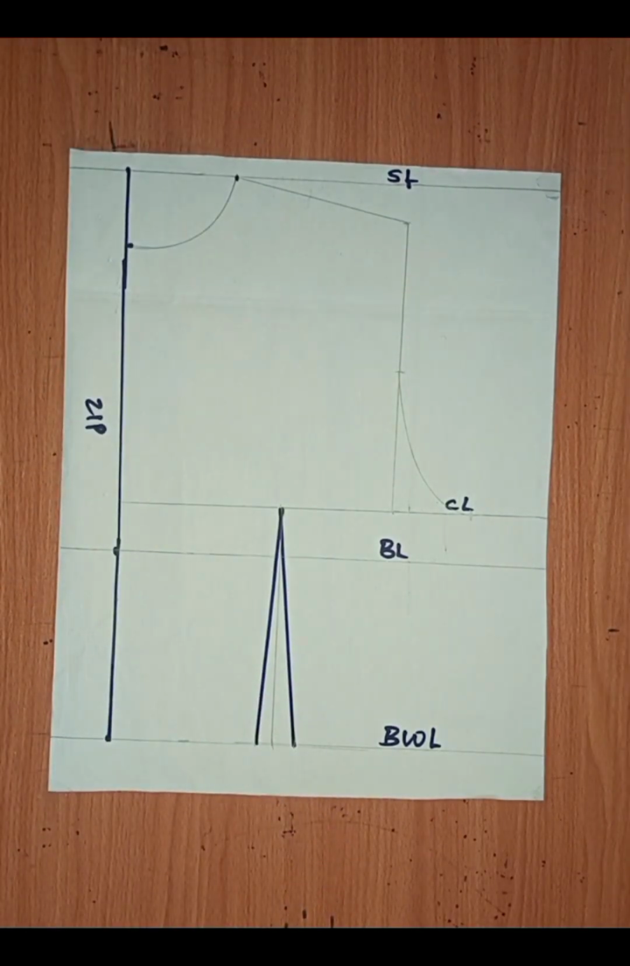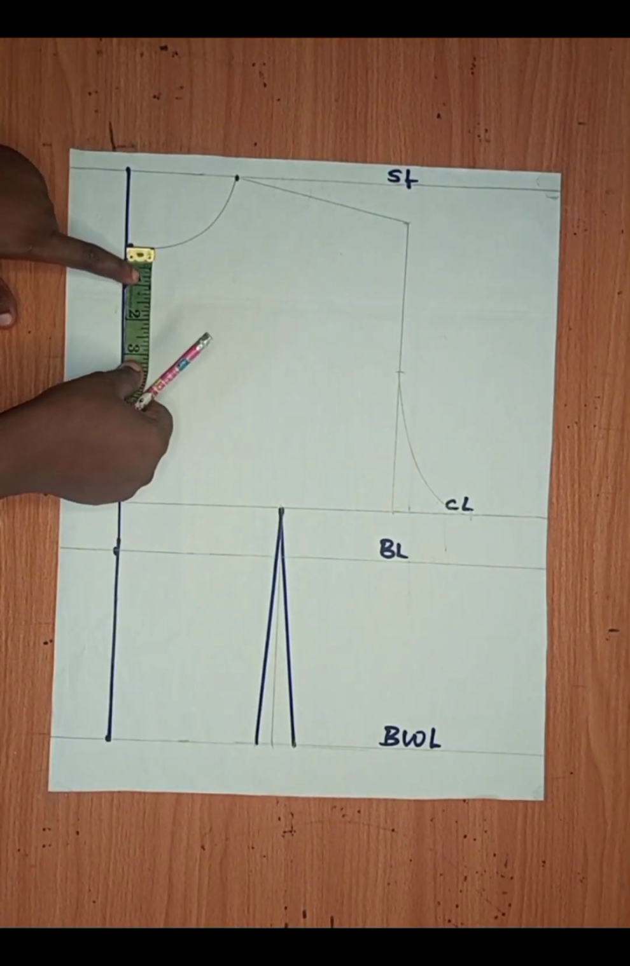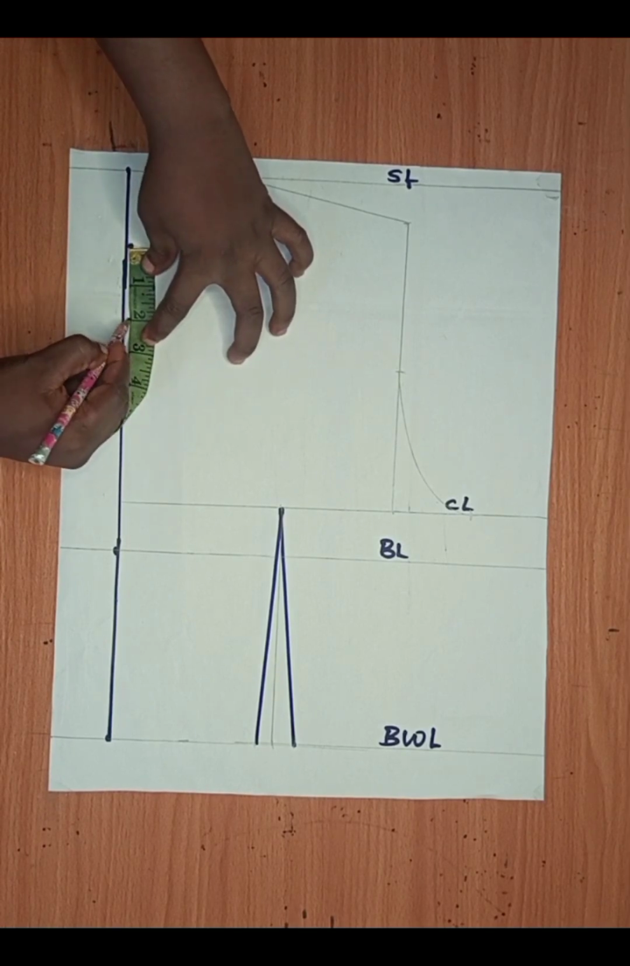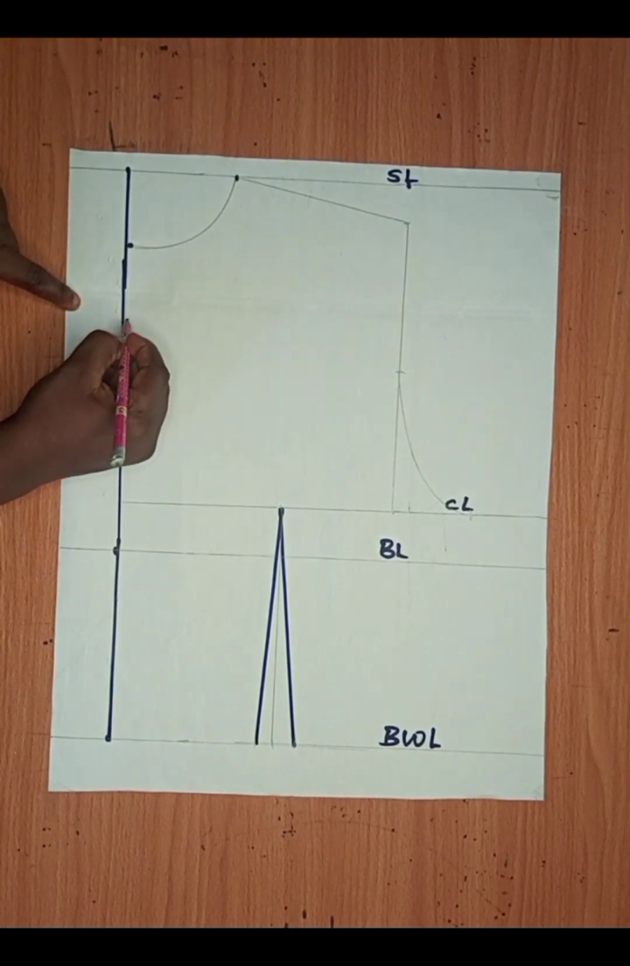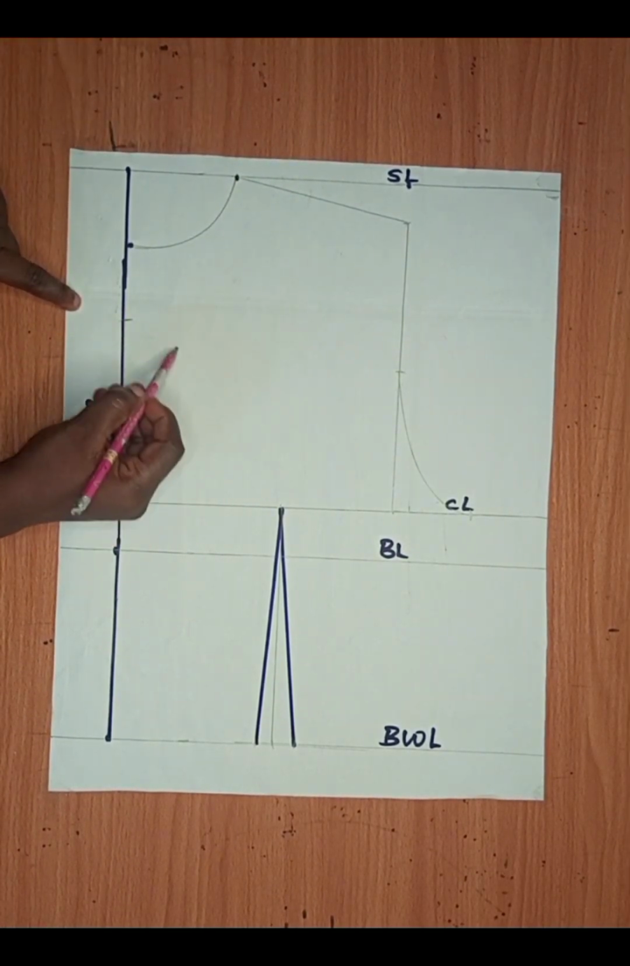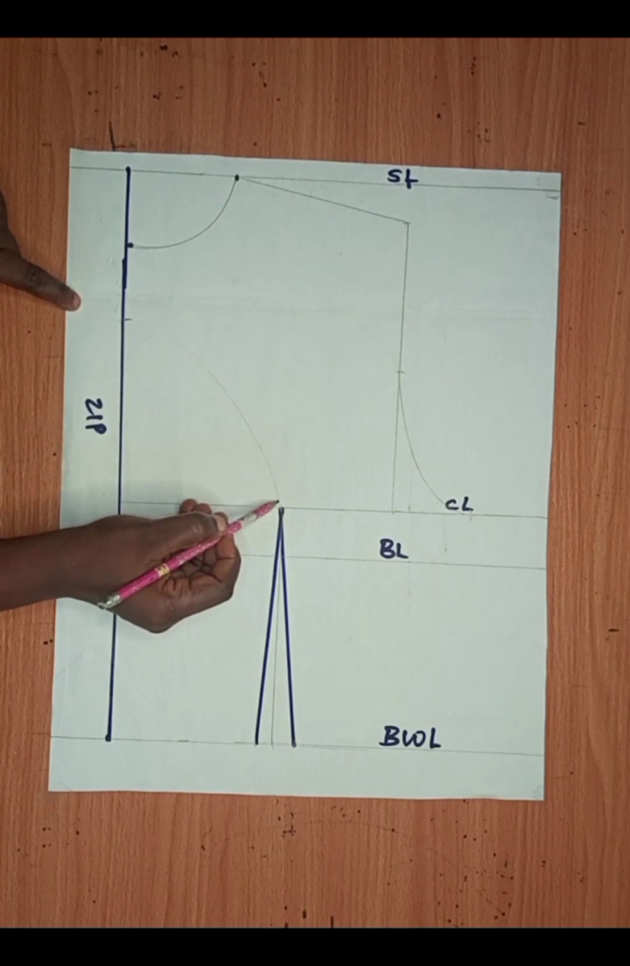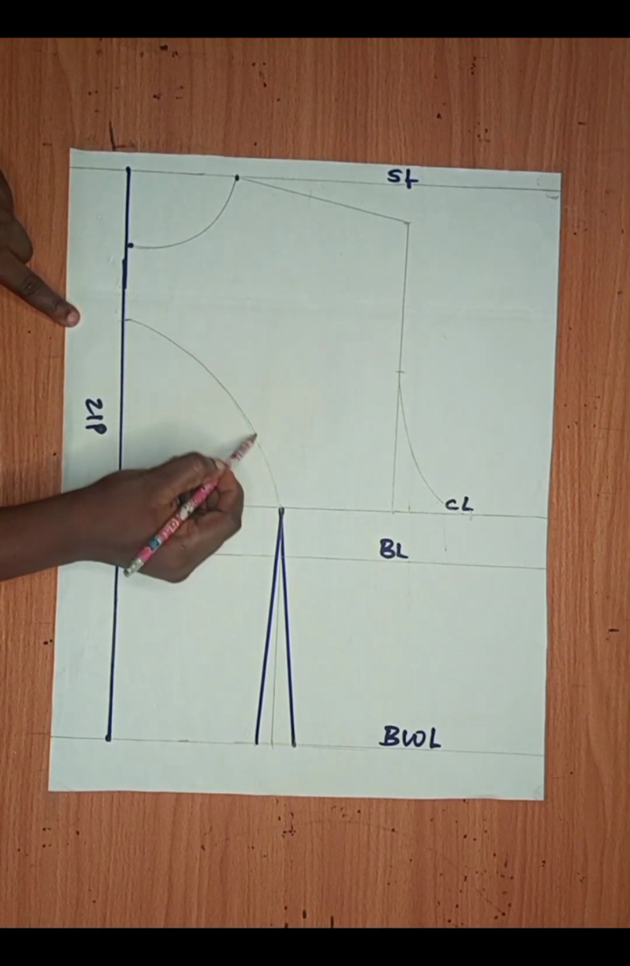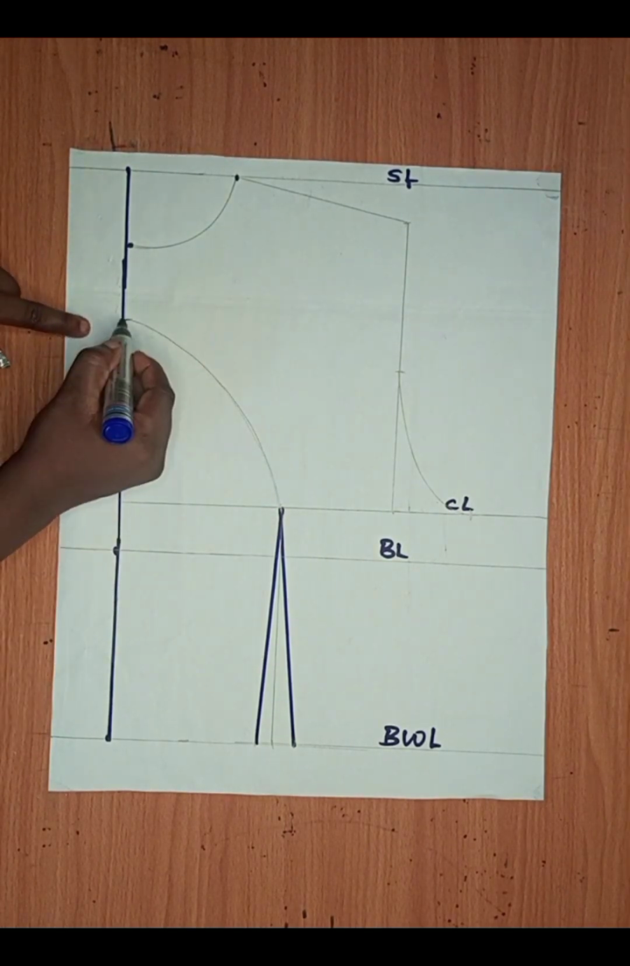So after doing that, this is all for the dart. I will come down from this point here by 2 inches. Now this is where the button is going to sit for the yoke part, okay, for the back yoke. Now I'll go ahead and connect it this way to the dart leg from that point there.